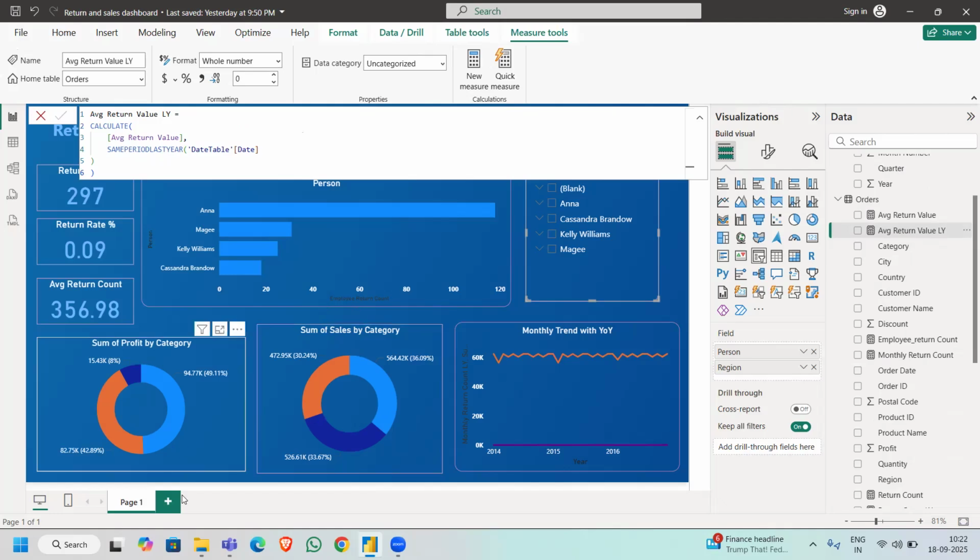Overall, the dashboard gave the management a clear picture of where returns increased year over year, which employees need support, and which product category carries higher return risk. It helped the company take action to reduce returns and improve profitability.